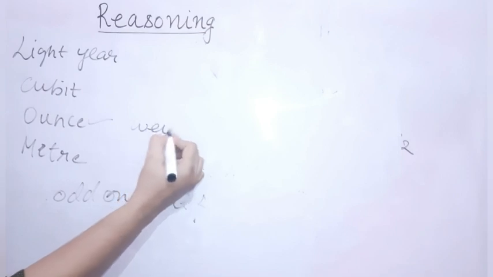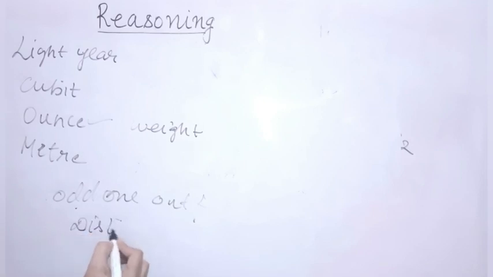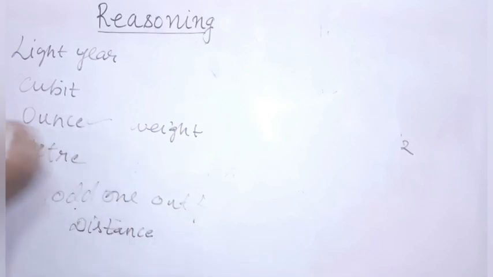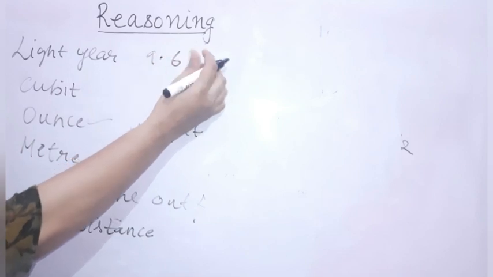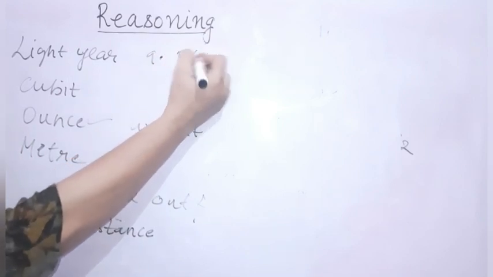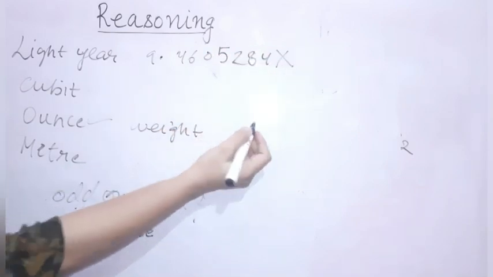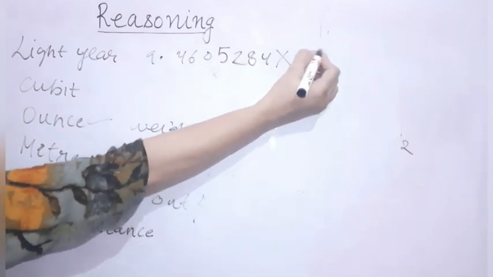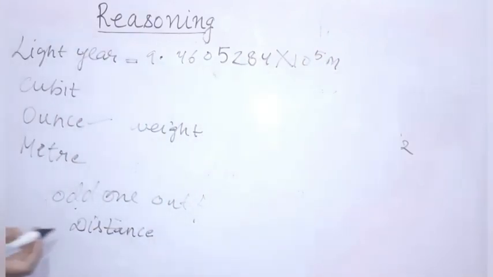Ounce is used to measure the weight. Rest all the 3 are related to which category? They all are related to distance. 1 light year is equal to 9.4605284 multiplied by 10 to the power of 5 meters. This is the value of 1 light year. That is related to distance.